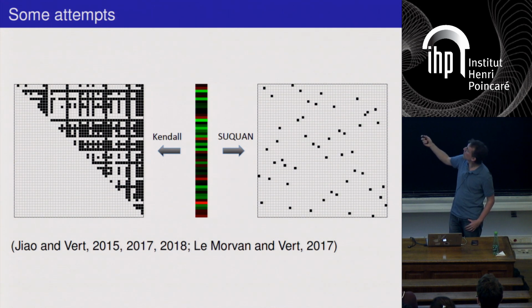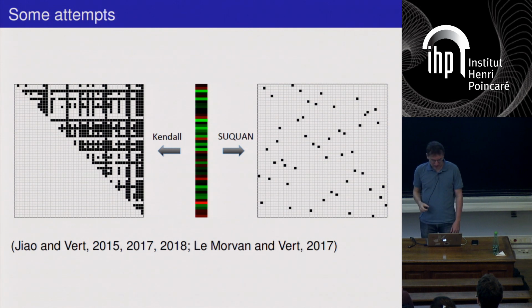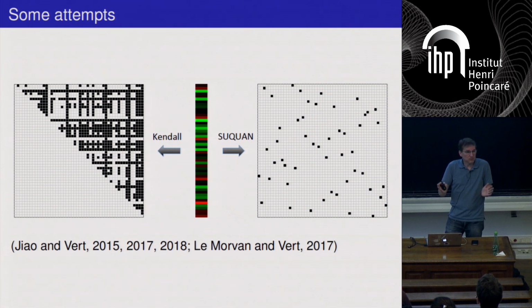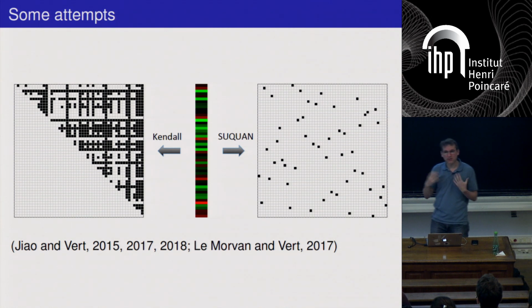One I will call the Kendall embedding, the other the SUQUAN embedding. We'll explain what it means. They correspond to two ways to transform a permutation into a vector. Here I plot a matrix. A matrix is a particular vector of size n squared, so these will be two embeddings in n squared dimension that I will discuss. And then we'll see that we can do more than that.